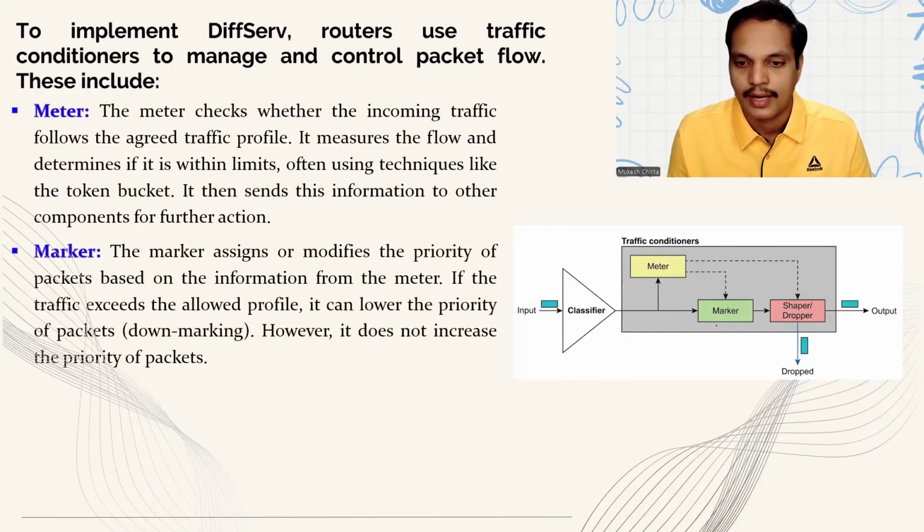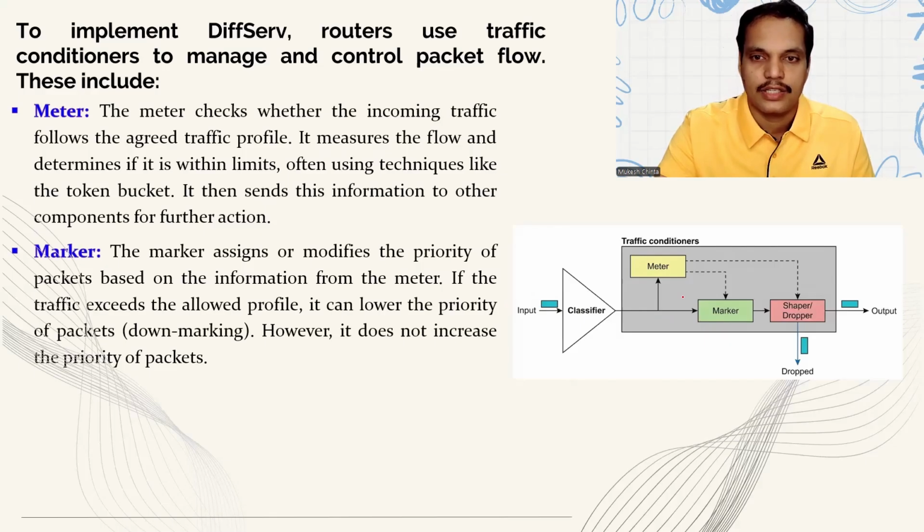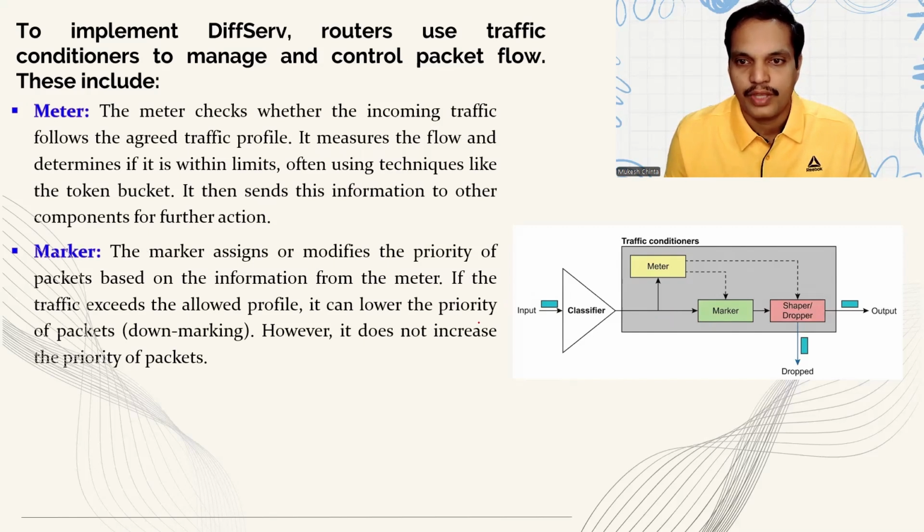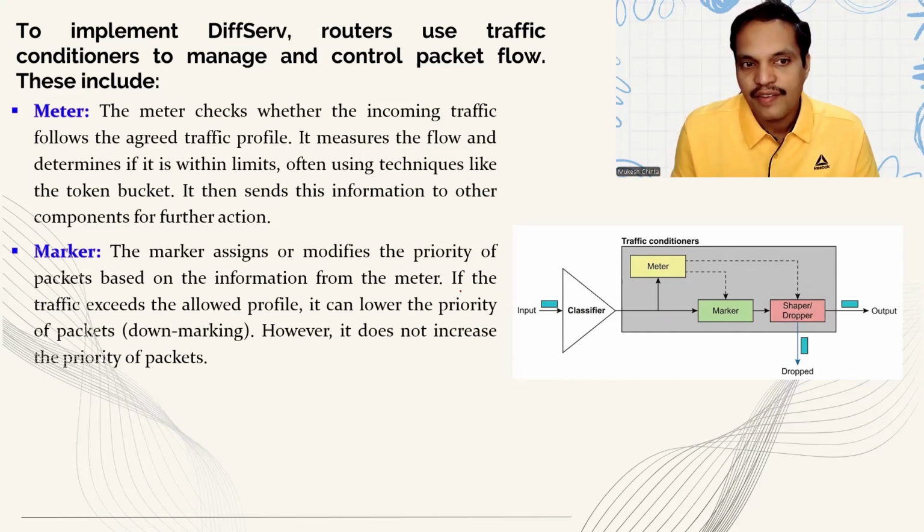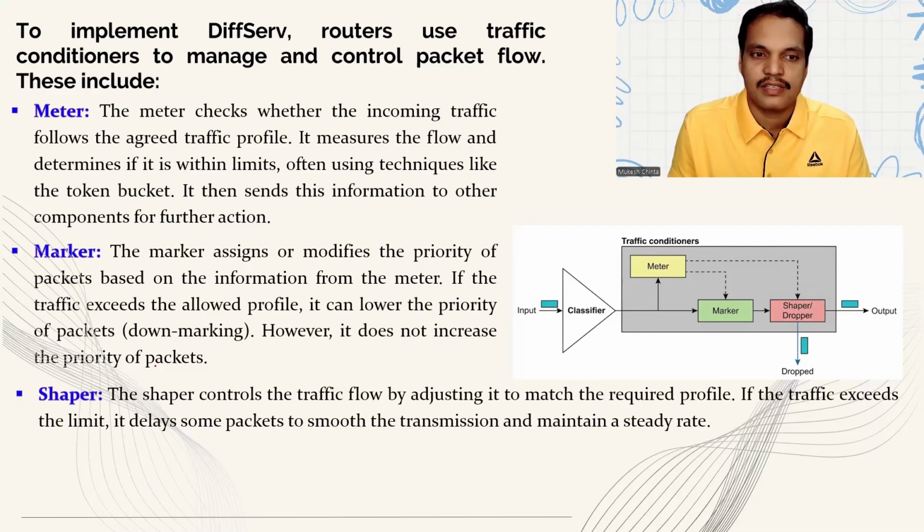The next one is called a marker, isn't it? So the marker assigns or modifies the priority of the packets based on the information from the meter. You can see if the traffic exceeds the allowed profile, it can lower the priority of the packets. That means it is down marking the packets, but it does not have the capability of increasing the priority of packets. That is what a marker does. It passes this information to the shaper. Now the shaper controls the traffic flow by adjusting it to match the required profile. If the traffic exceeds the limit, it delays some packets to smooth the transmission and maintain a steady rate.